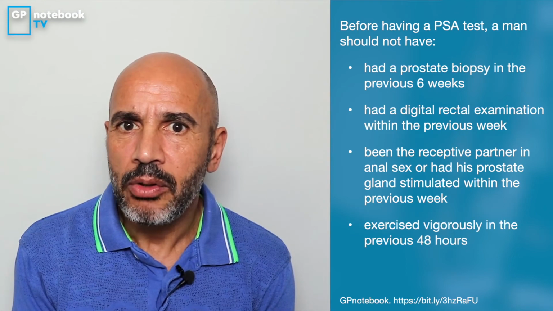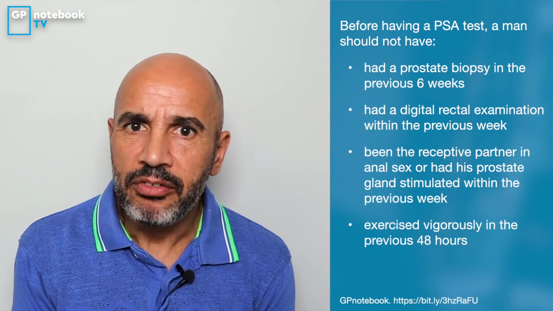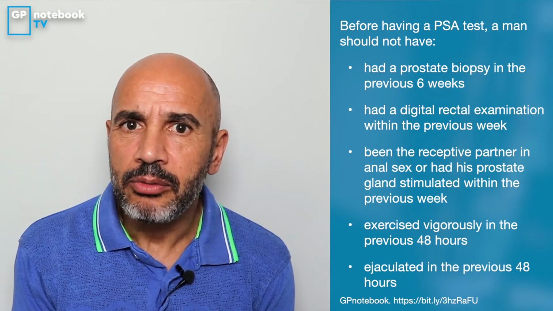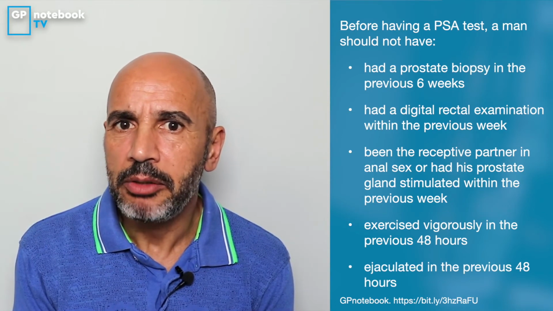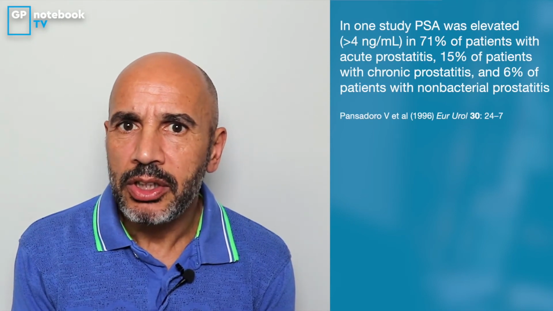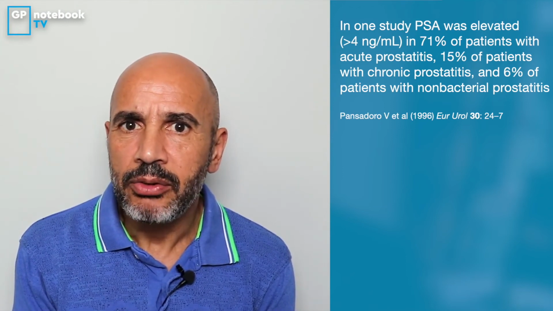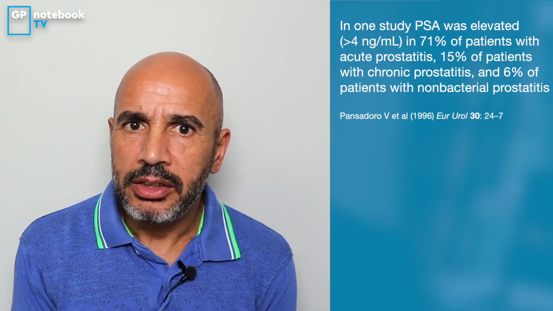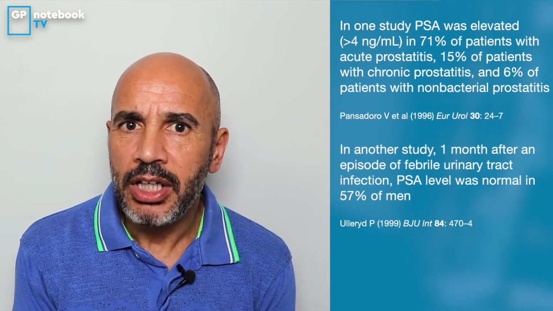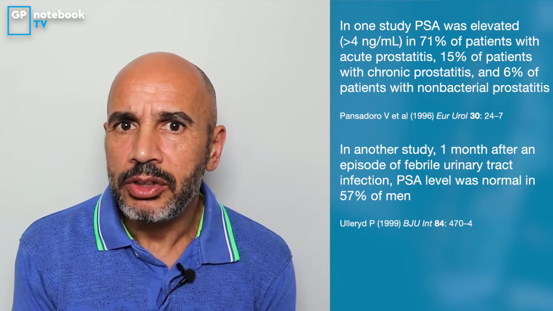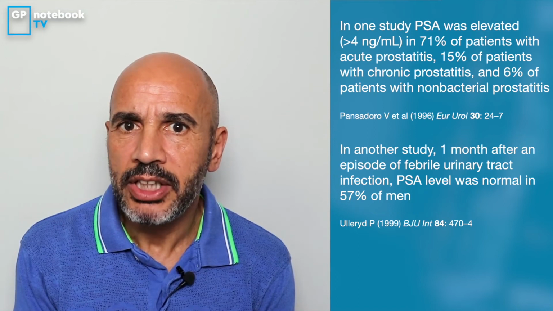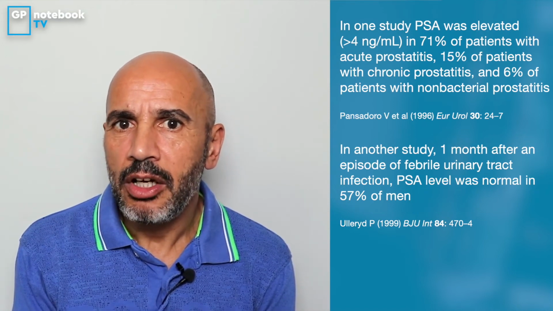If somebody has undertaken vigorous exercise, then that requires 48 hours before checking a PSA. If a man has ejaculated, then that requires a 48-hour period before checking a PSA. But what about urinary tract infections and prostatitis? Well, in acute prostatitis, there is evidence that 70% or more men will have an associated increase in PSA. And if somebody's got a proven urinary tract infection, evidence suggests that only about just over 50% of men will have their PSA return to normal after a period of 4 weeks.